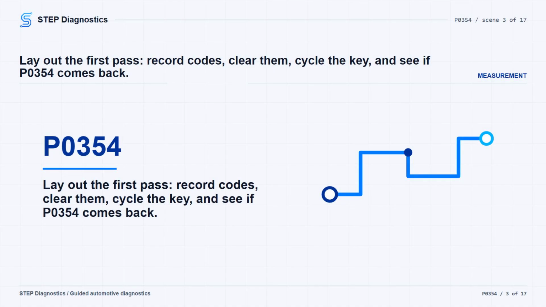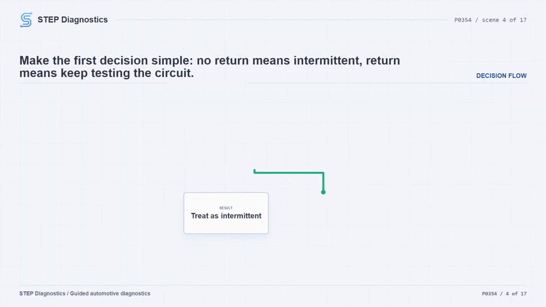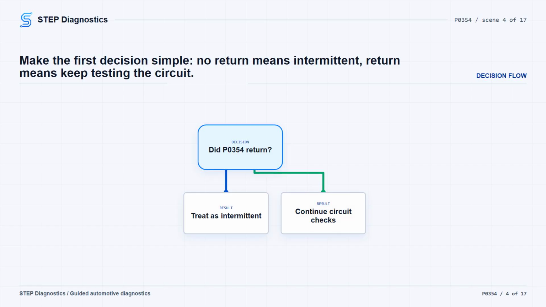Start with the basic system checks before chasing the circuit. Read and record DTCs from all ECUs, save the scan report and related data, then erase the codes. Turn the ignition off for a minimum of 0 seconds, turn it back on and reproduce the operating conditions using the recorded data. Then read codes again. If P0354 does not return, treat it as an intermittent condition. If it does return, continue the circuit diagnosis.